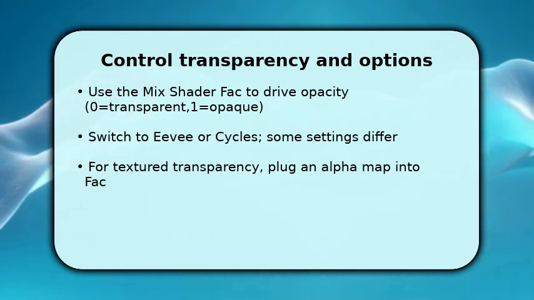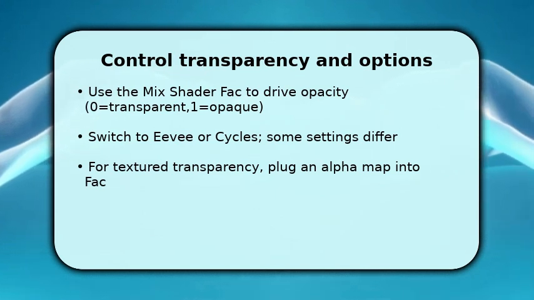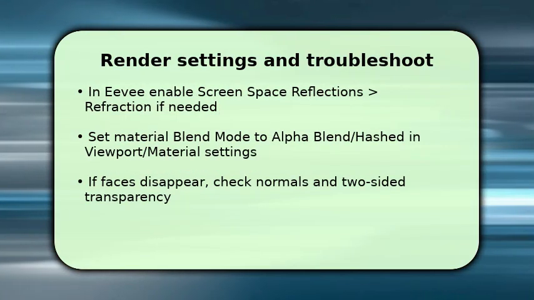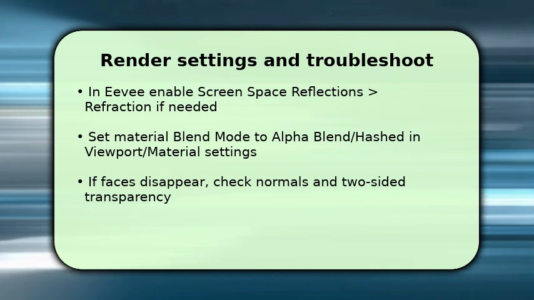Finish by configuring render and viewport options. In material settings, set blend mode to alpha blend or hashed for proper preview, and in Eevee, enable screen space reflections and refraction when required. Once rendered, verify shadow behavior by enabling shadow mode to none or alpha clip depending on your needs.